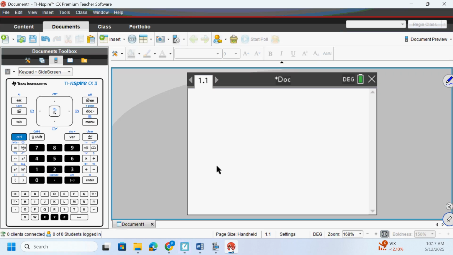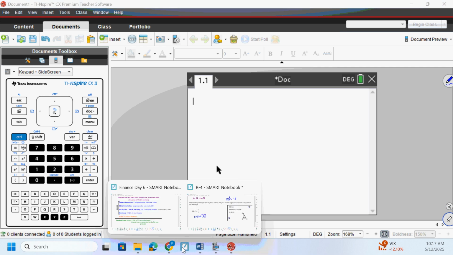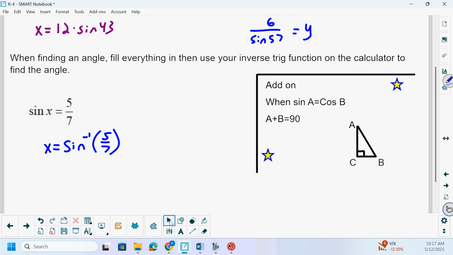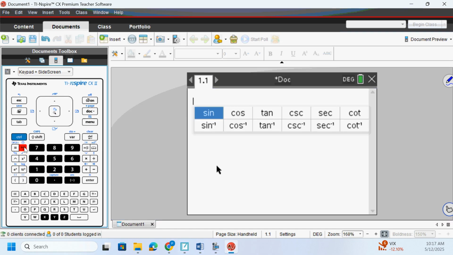And if we go just to look at our calculator for a second, the trig button, remember, is right next to the 7. So if I hit that, notice the top row you have your regular sine, cosine, tangent. The bottom row you have your inverses. So the top row are the ones we use when we're finding a side, and the bottom row are the ones we use when we're finding an angle.